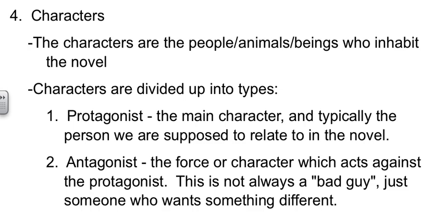The next thing we're going to talk about is the characters. The characters are the people, the animals, or the beings who inhabit the novel. There are 4 types of characters that we divide them up into. The first 2 are the protagonist and antagonist. The protagonist is the main character, typically the person we're supposed to relate to in the novel. So it's the person through whom we see the events. The antagonist is the force or the character which acts against the protagonist. It's not always a bad guy, it's just someone who wants something different than the main character.